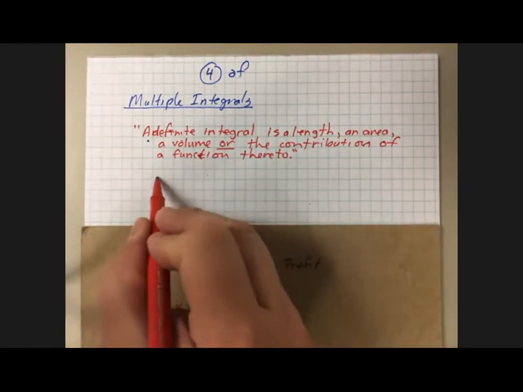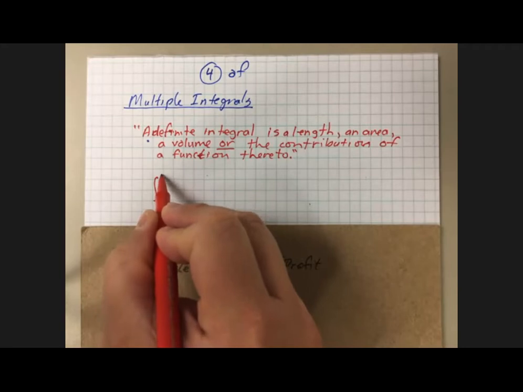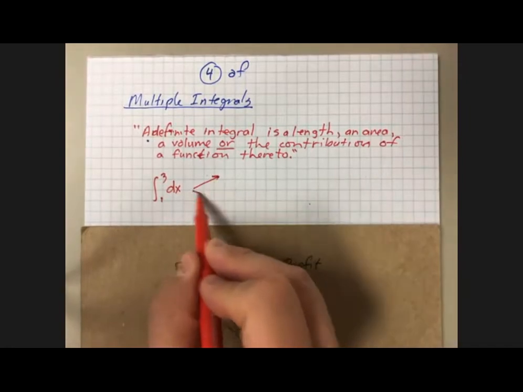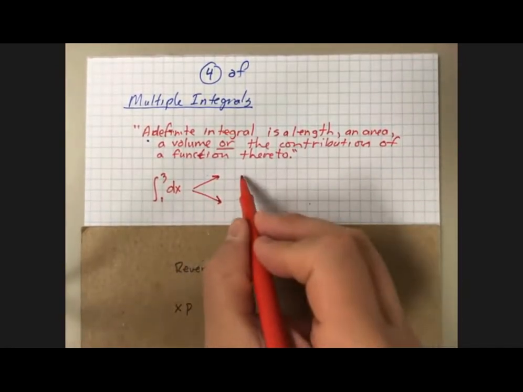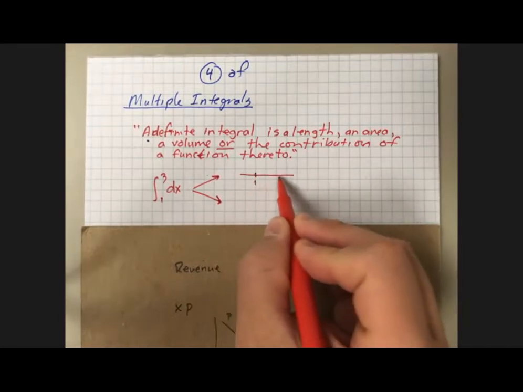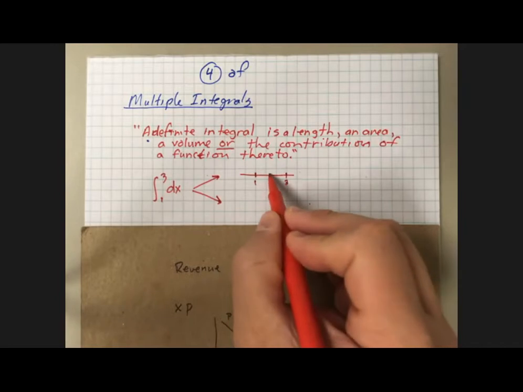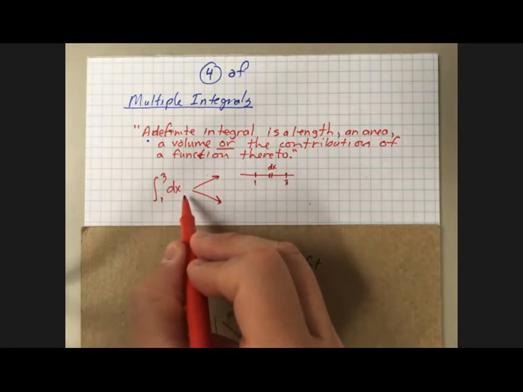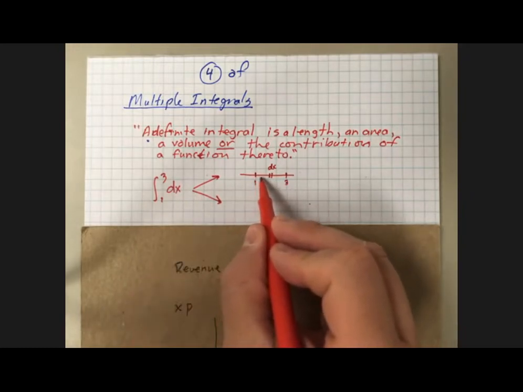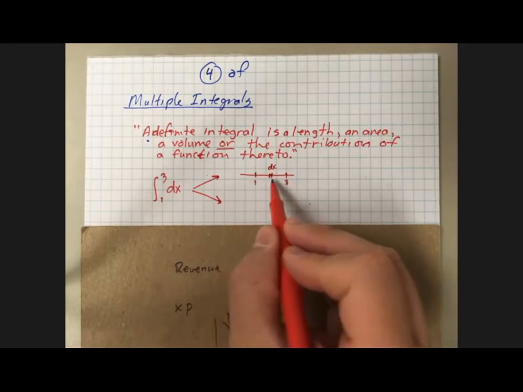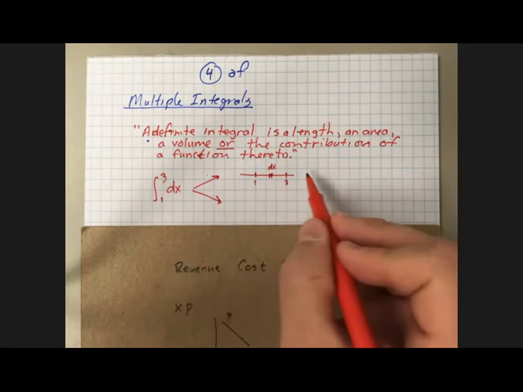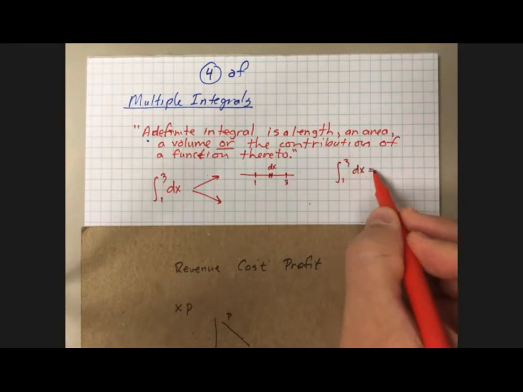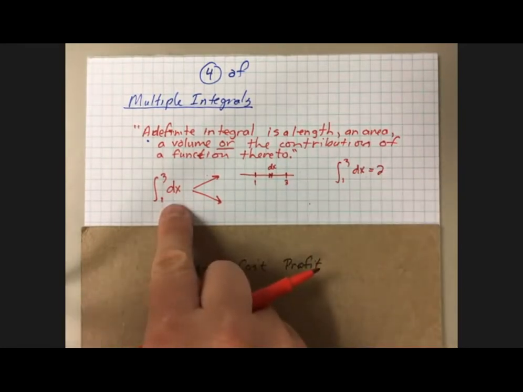So a very simple example. Let's take the definite integral from 1 to 3 dx. Now you could interpret that in two different ways. You could interpret that as, let's take the line between 1 and 3. Let's chop it up into little pieces called dx, and let's sum all the little pieces. And if you cut this interval from 1 to 3 into little tiny pieces, and then summed up the length, dx, of all the little tiny pieces, well, of course, that integral is 2. So here, a definite integral represents a length.